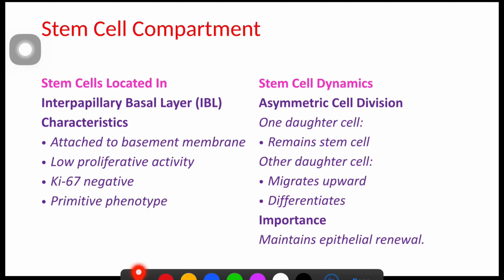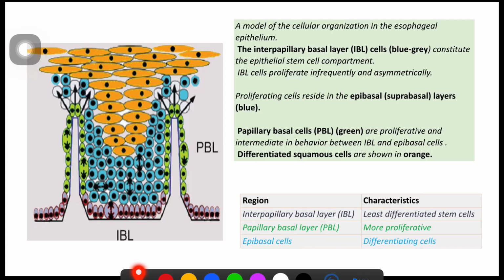Now, the stem cell compartment. The stem cells are located in the interpapillary basal layer. They are characterized by attachment to the basement membrane, low proliferative activity, Ki67 negative, and a primitive phenotype. They have asymmetric cell division, meaning one daughter cell remains a stem cell, while the other daughter cell migrates upward and differentiates. So, it maintains epithelial renewal.